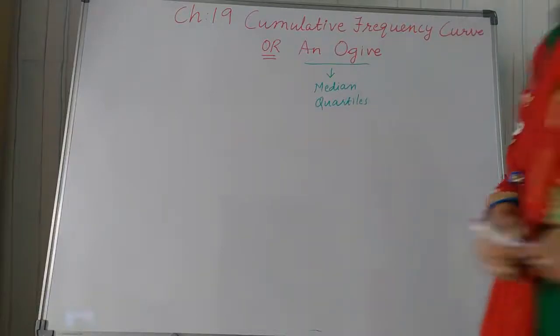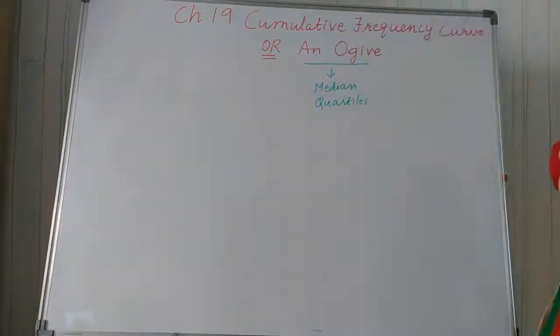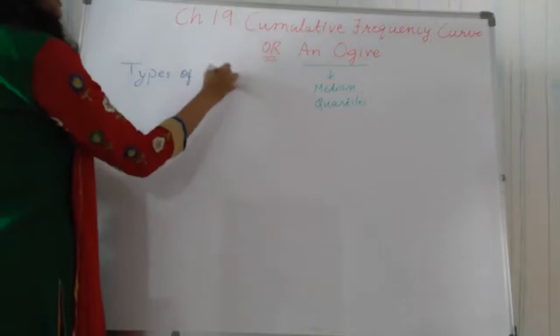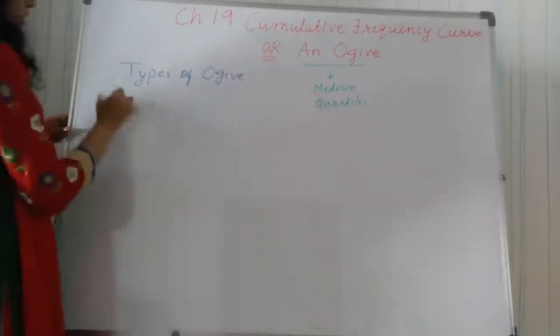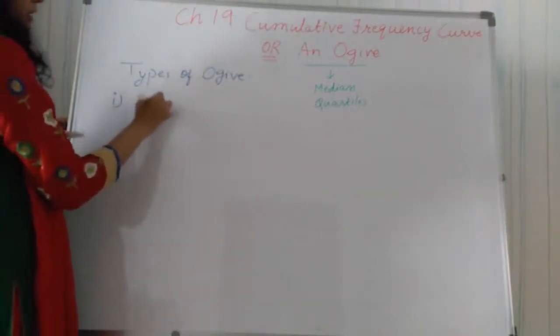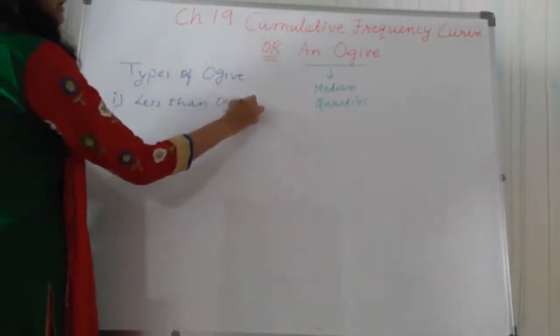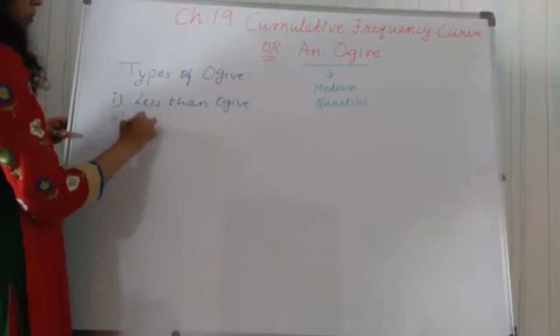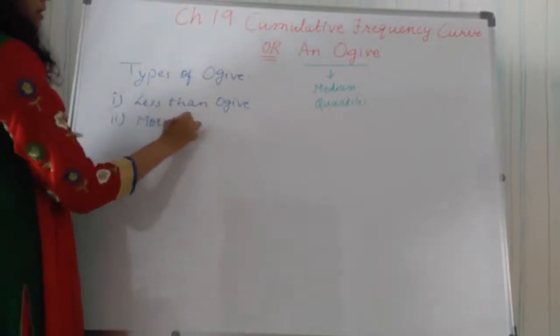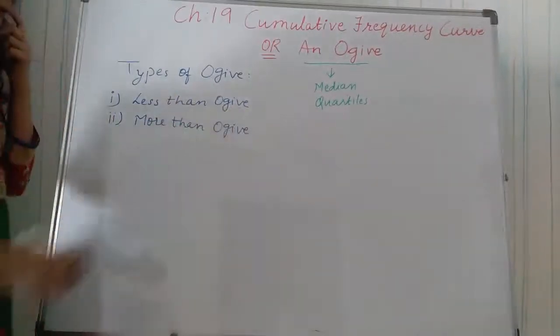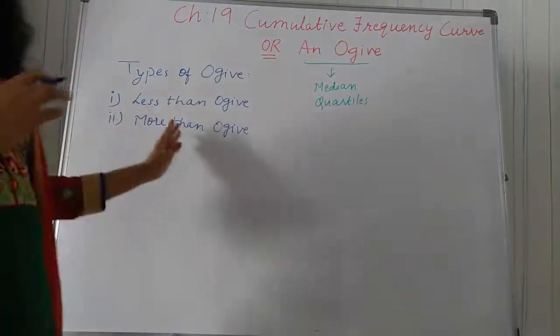One more thing students, there are two types of Ojive. I am writing here, types of Ojive. So there are two types. First is less than Ojive and second is more than Ojive. By the name only, I will explain what less than Ojive and more than Ojive mean by taking an example of one question.